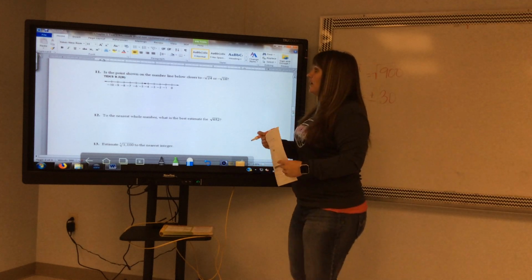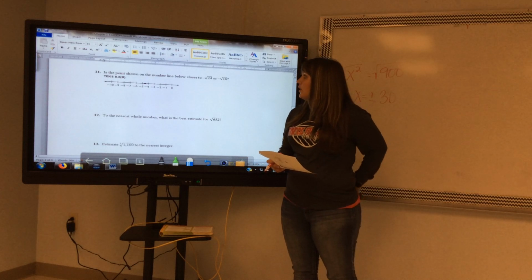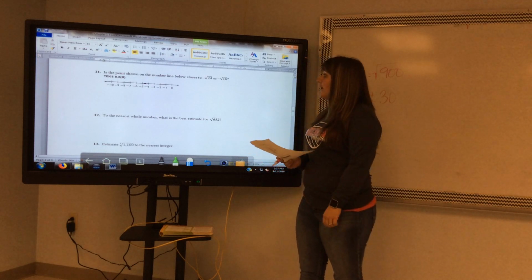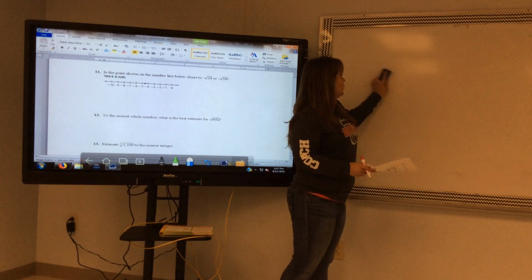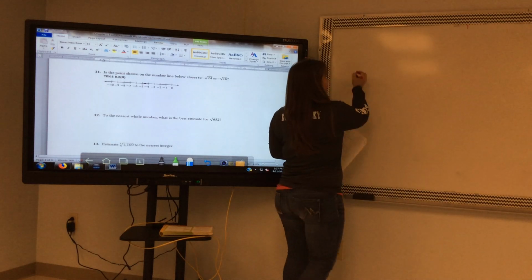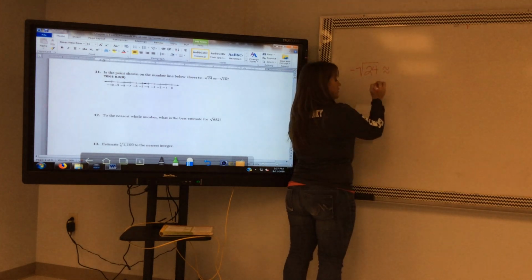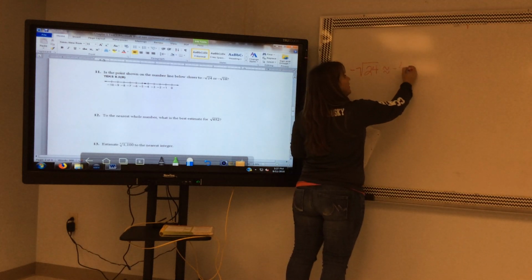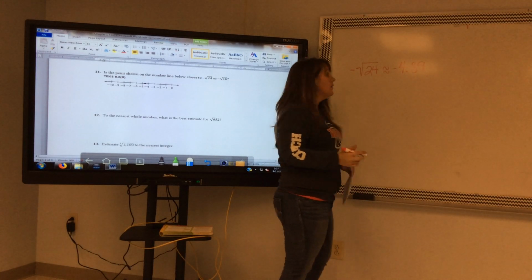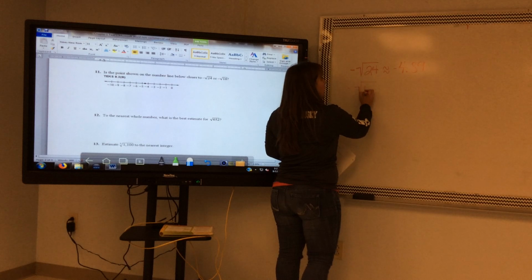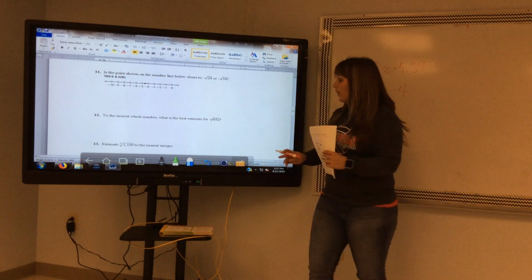Number 11. Is the point shown on the number line closer to negative square root of 24 or negative square root of 16? We'll go off to the side and show your work. You have negative square root of 24. When you type that into your calculator, you find that that is approximately negative 0.48. Then you have the negative square root of 16. Well, that is exactly negative 4.